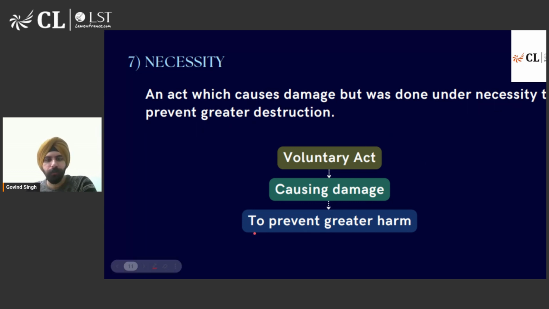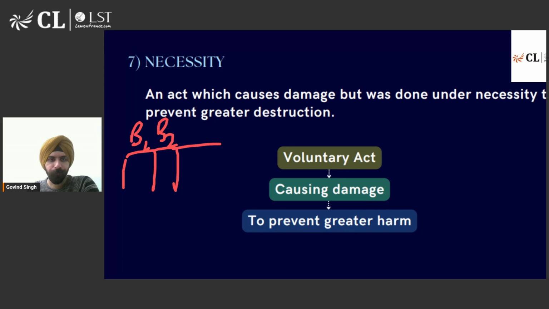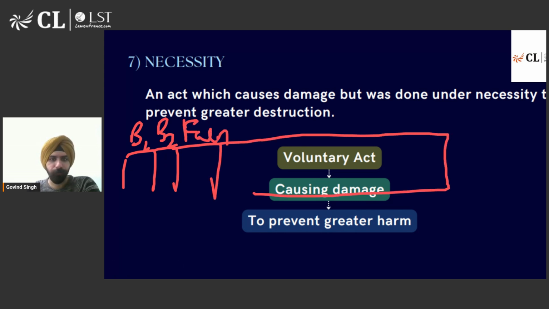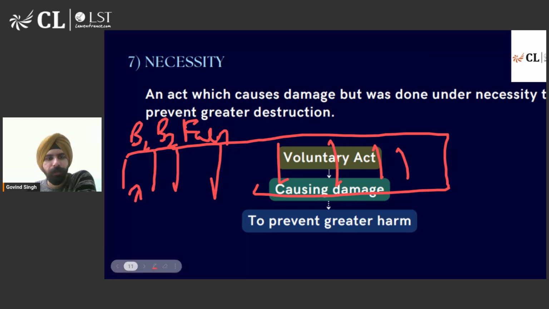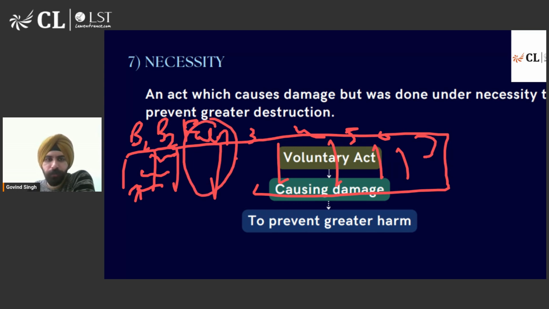Let me draw it once again. Let's say that this is building 1, this is building 2, this is a farm, and then there are more buildings here: 1, 2, 3, 4, 5. Building 1 somehow accidentally catches fire, and the fire spreads to building 2, and you notice it. And to prevent the fire from spreading to these buildings 3, 4, 5, 6, 7, you burn the whole farm and its crop so that the fire does not spread to building number 3.